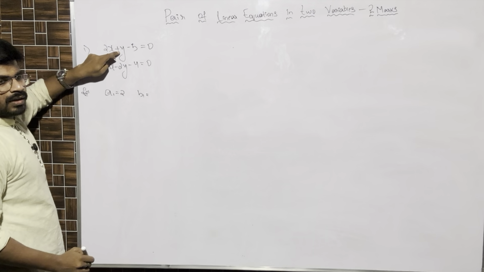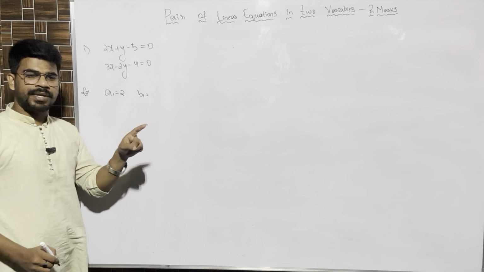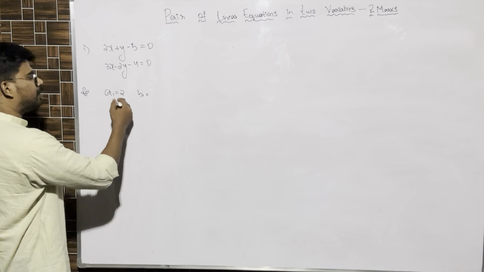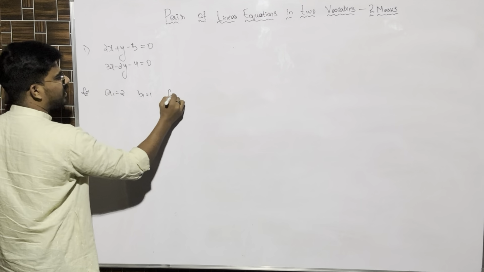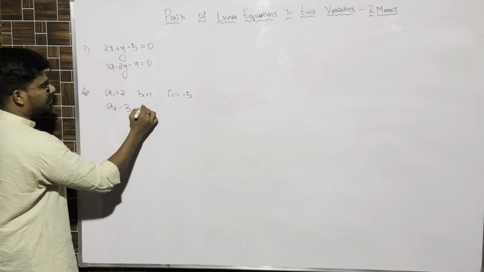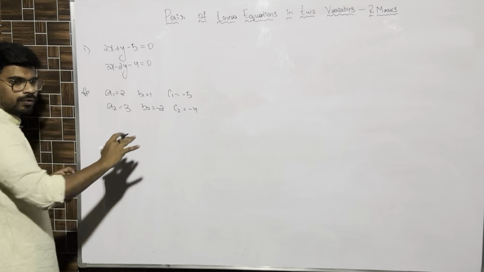B1 is 1. If nothing is there as the coefficient of y, as I already told, 1 will be there. If no sign is there, plus is there, right? So B1 is 1, C1 is minus 5, A2 is 3, B2 is minus 2, C2 is minus 4. You do not have to write like this directly.